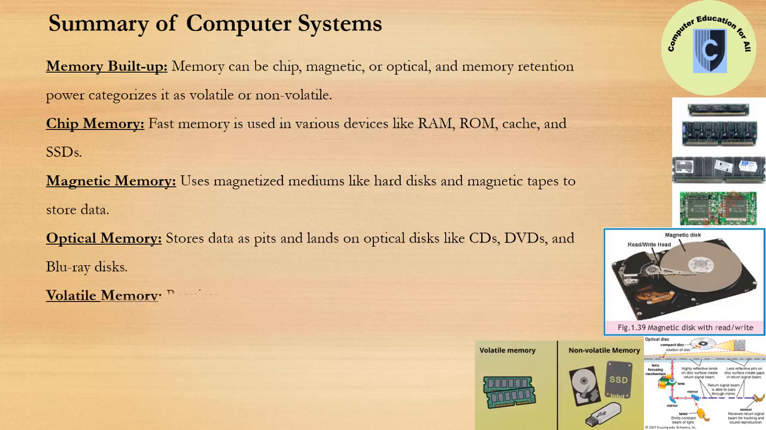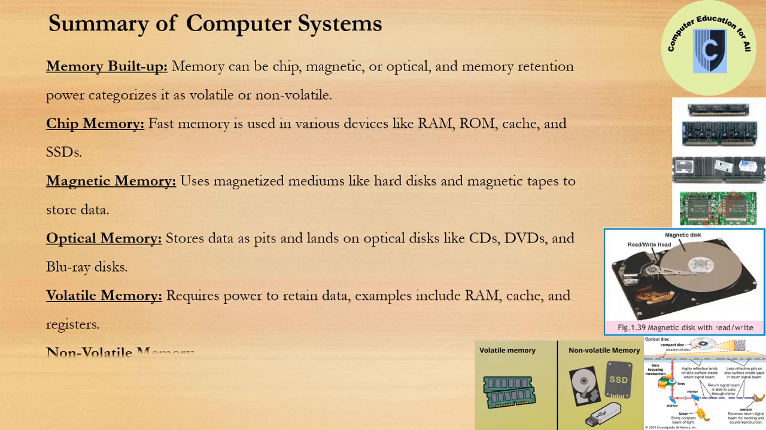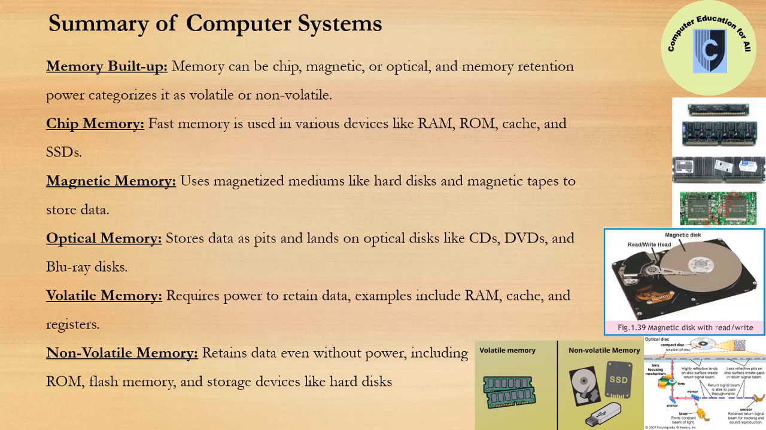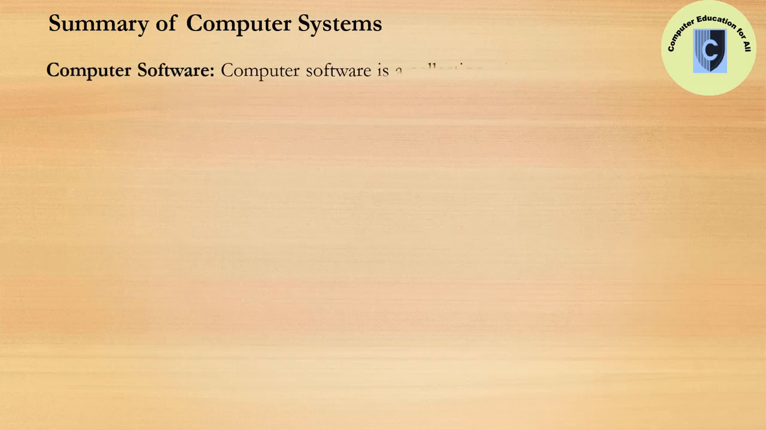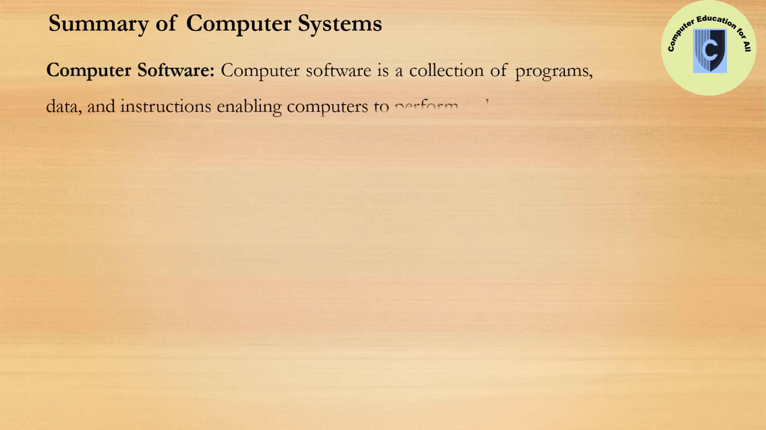Volatile memory requires power to retain data. Examples include RAM, cache, and registers. Non-volatile memory retains data even without power, including ROM, flash memory, and storage devices like hard disks and optical disks. Computer software. Computer software is a collection of programs, data, and instructions enabling computers to perform tasks.